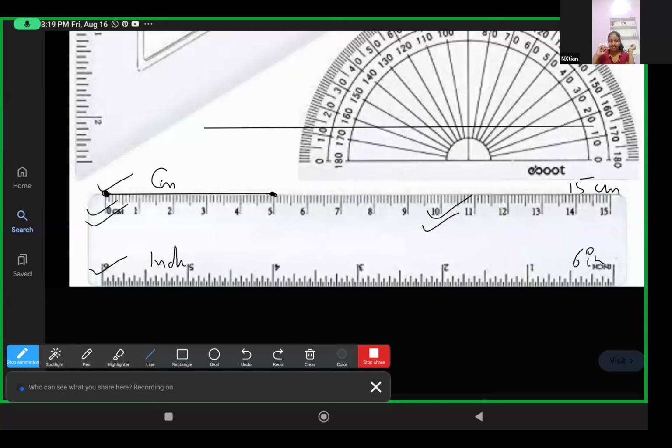Ma'am, can we draw a line without a scale? You can draw a line with other things, with a strip or a notebook or anything, but you will not get the measurement, like how much length that line has. Okay. Ma'am, and what's a measuring tape?